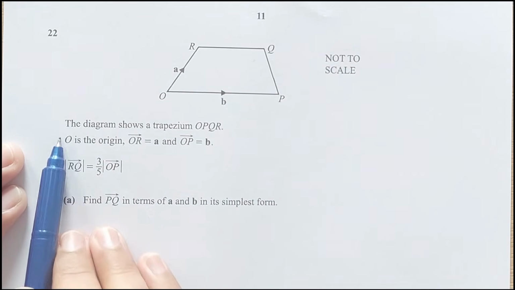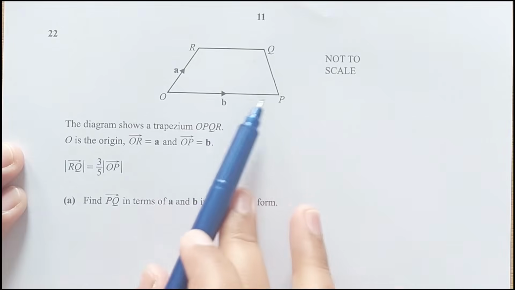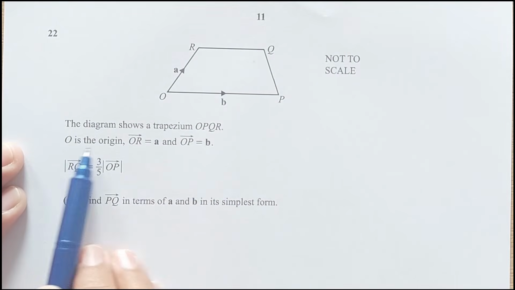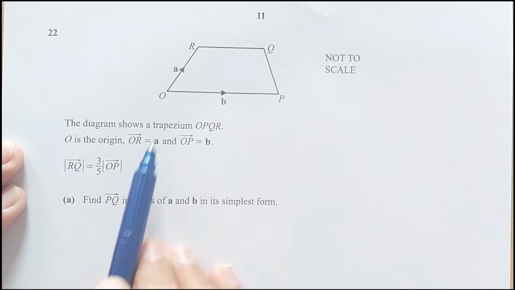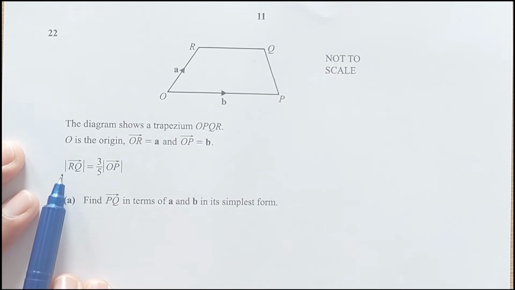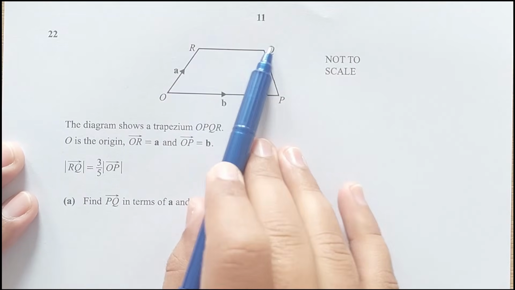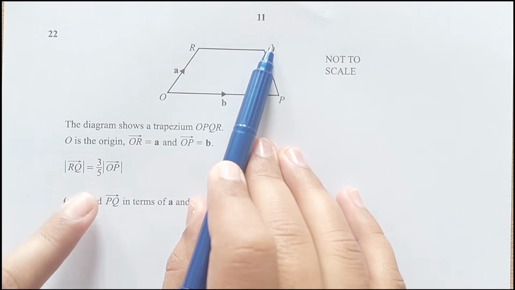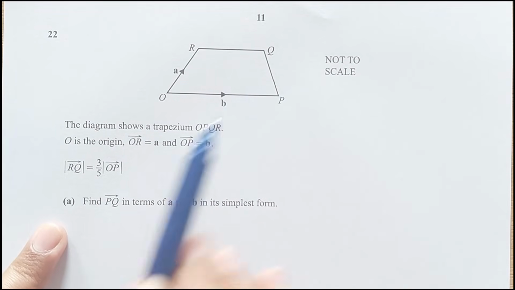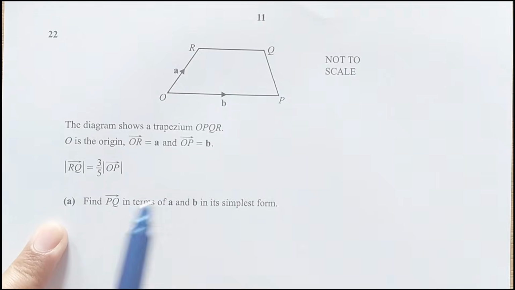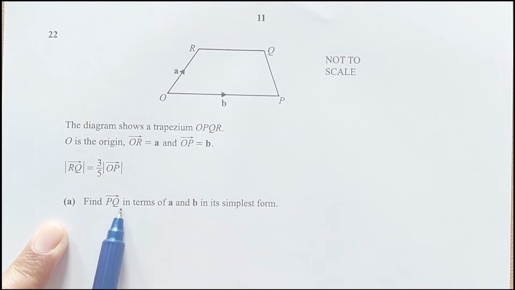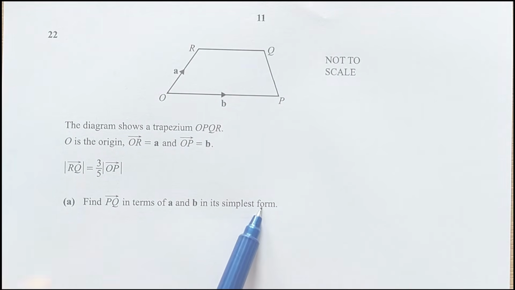Question number 22. The diagram shows a trapezium OPQR. O is the origin, OR is a, and OP is b. The absolute of QR, RQ, this is 3 by 5 of OP. Now for part a, find PQ in terms of a and b in its simplest form.